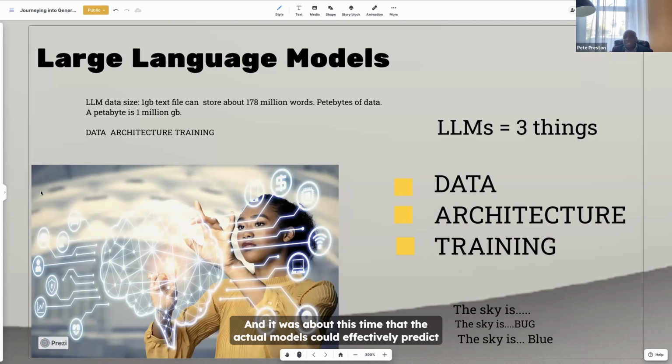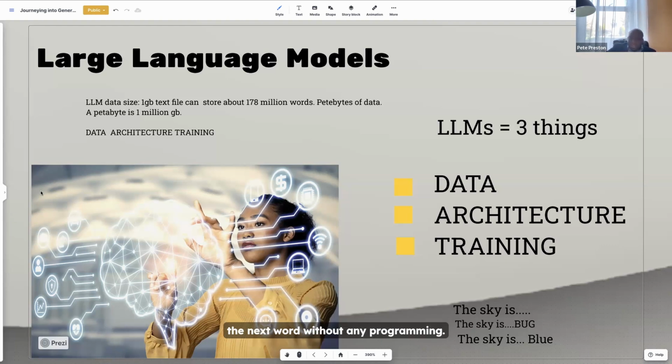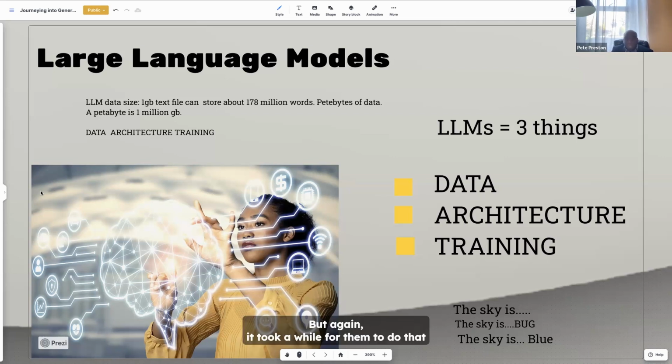And it was about this time that the actual models could effectively predict the next word without any programming. So it was a real breakthrough. But again, it took a while for them to do that because it was working in a single way architecture, compared to where you have it going in multiple directions.